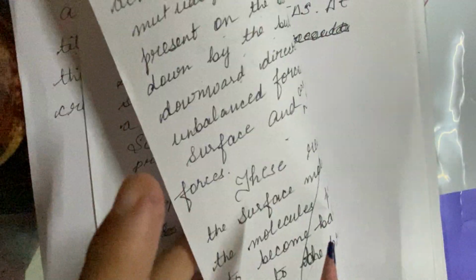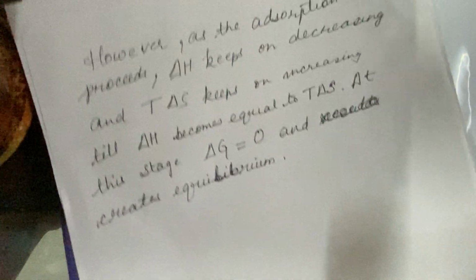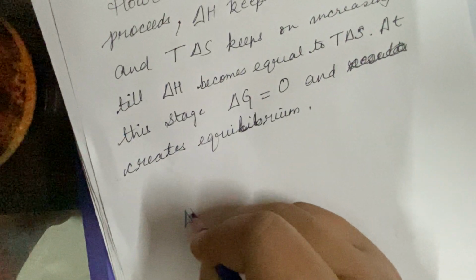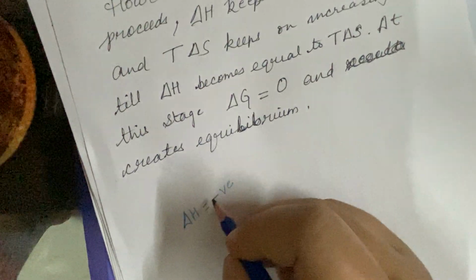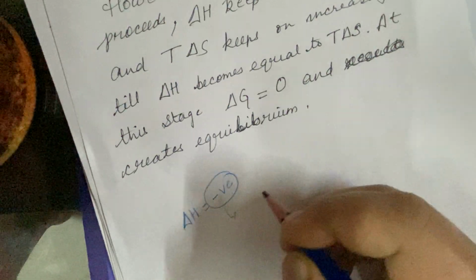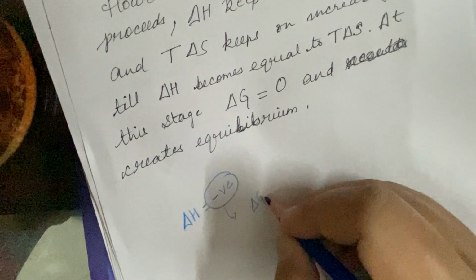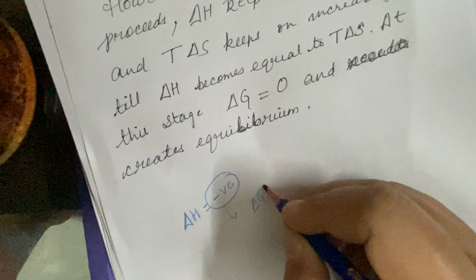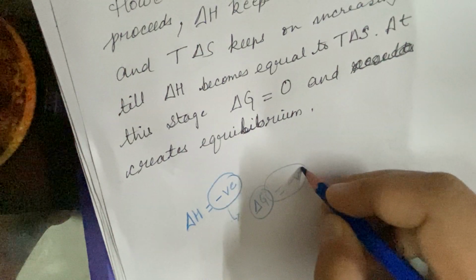But during adsorption, what happens as the adsorption takes place? I told you, as the adsorption takes place, the value of delta H is becoming more and more negative. When the value of delta H becomes more and more negative, it will result in delta G also becoming negative. That means what is happening over there?